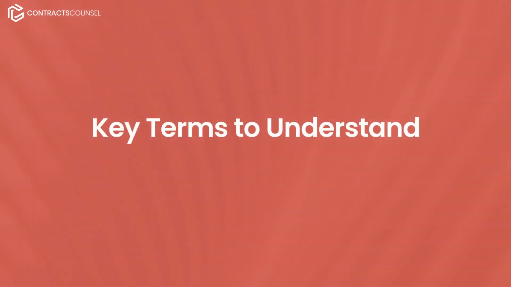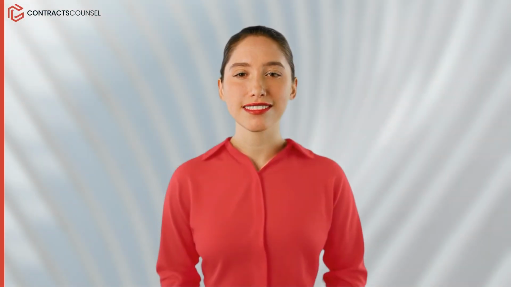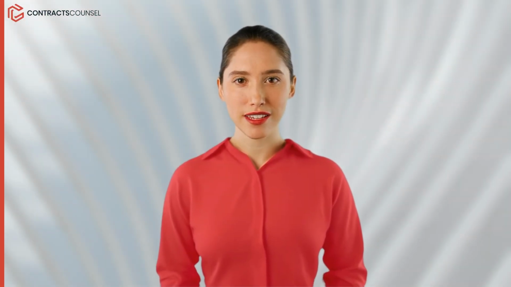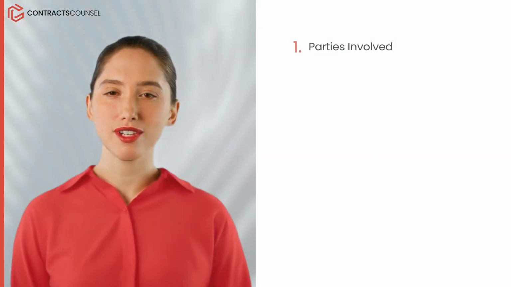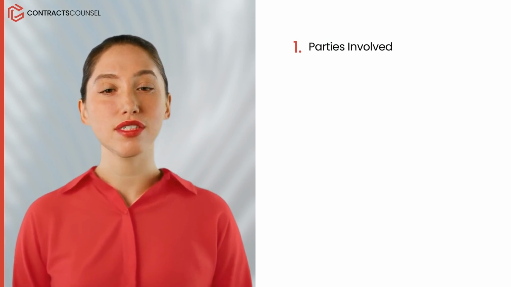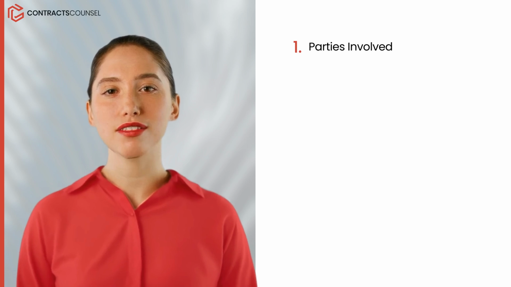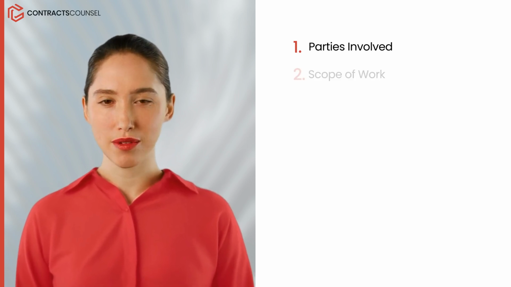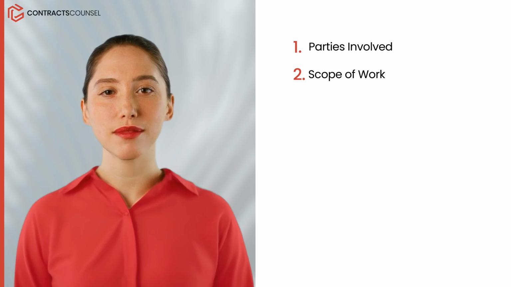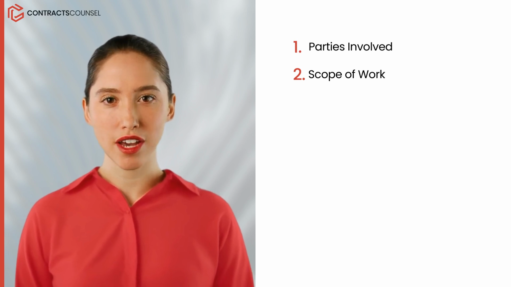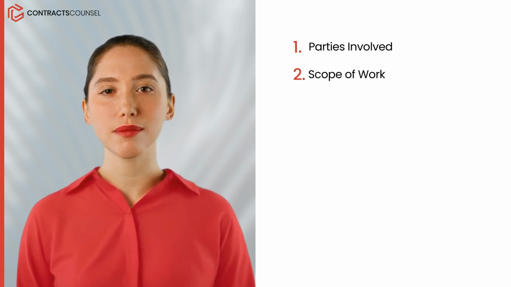Key terms to understand. Contracts contain many important terms that you should understand. As noted earlier, terms can vary depending on the type of contract, so we have summarized some common terms you will frequently see across many different contracts. Here are some key terms to look for. 1. Parties involved. Ensure that the legal names and details of all parties involved are correctly stated. 2. Scope of work. If the contract involves one party doing work, find this section and make sure it clearly outlines the services or products to be provided, including timelines and milestones.